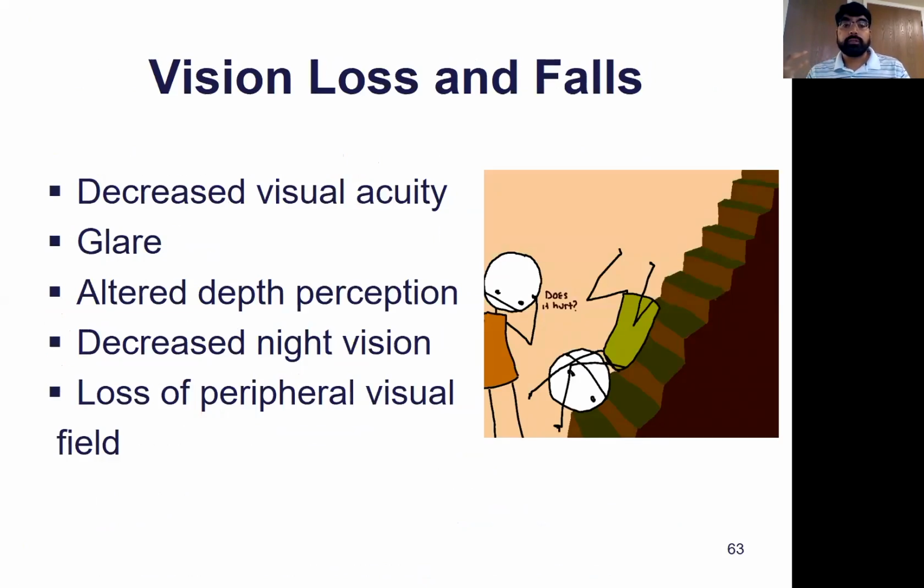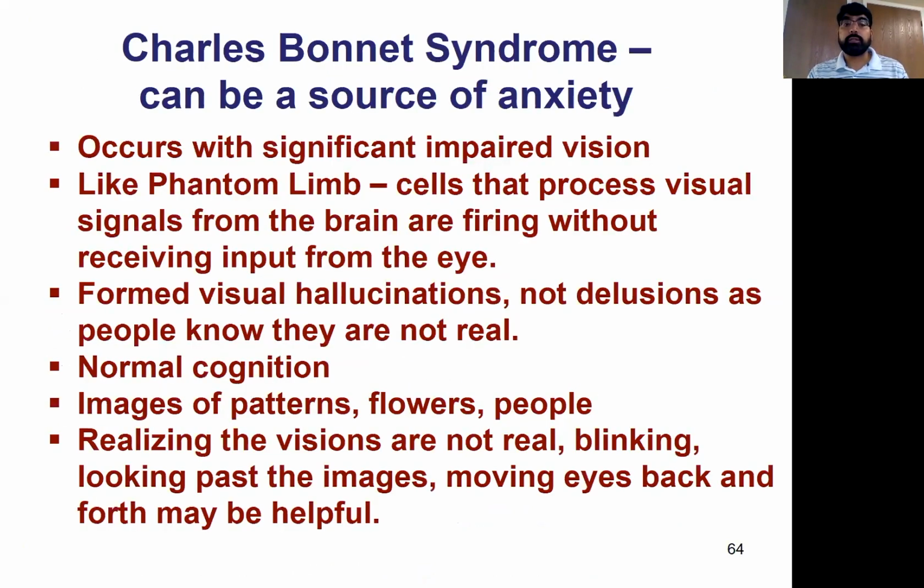Vision loss and falls are due to decreased visual acuity or sharpness, glare, problems with depth, as we talked about, lack of stereo acuity, decreased night vision, and loss of peripheral visual field as well, because you don't know exactly where you're going in your environment. So glaucoma and things like cataract can also cause this.